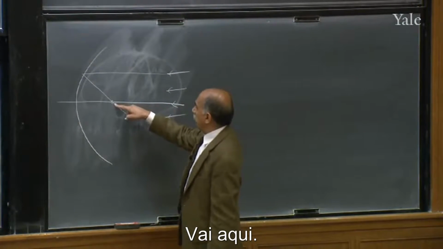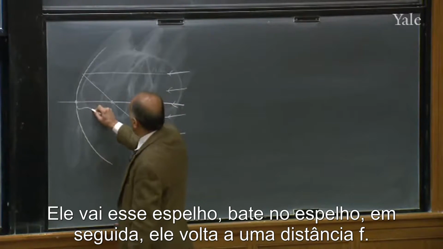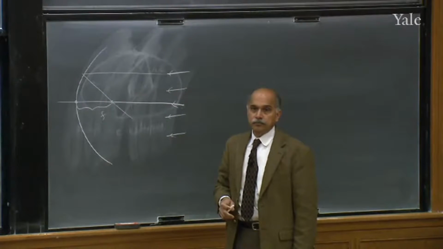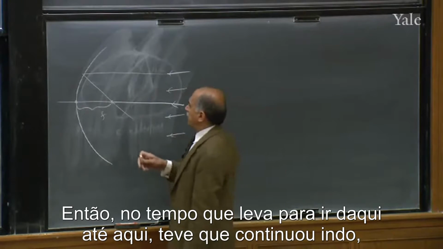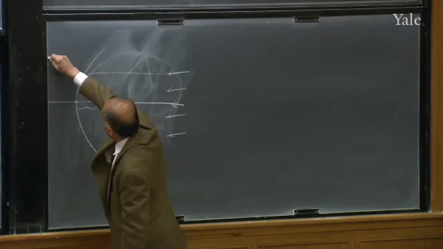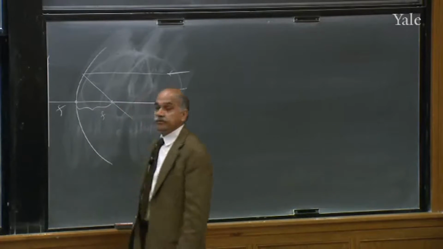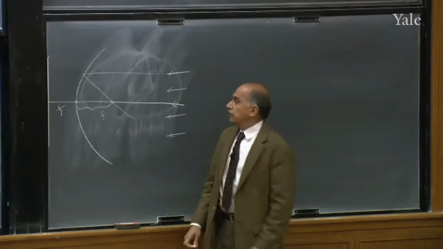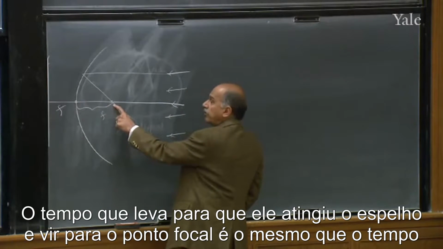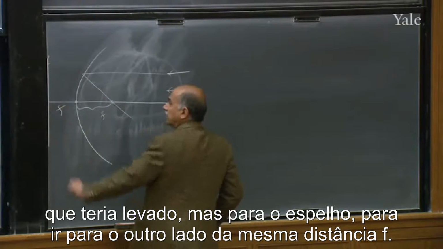It goes here. It goes to that mirror, hits the mirror, then it comes back a distance f. So the time it takes to go from here to here, had it continued going, it would have gone to this wall here, also at a distance f. Do you agree? The time it takes for it to hit the mirror and come to the focal point is the same as the time it would have taken, but for the mirror, to go to the other side, the same distance f.